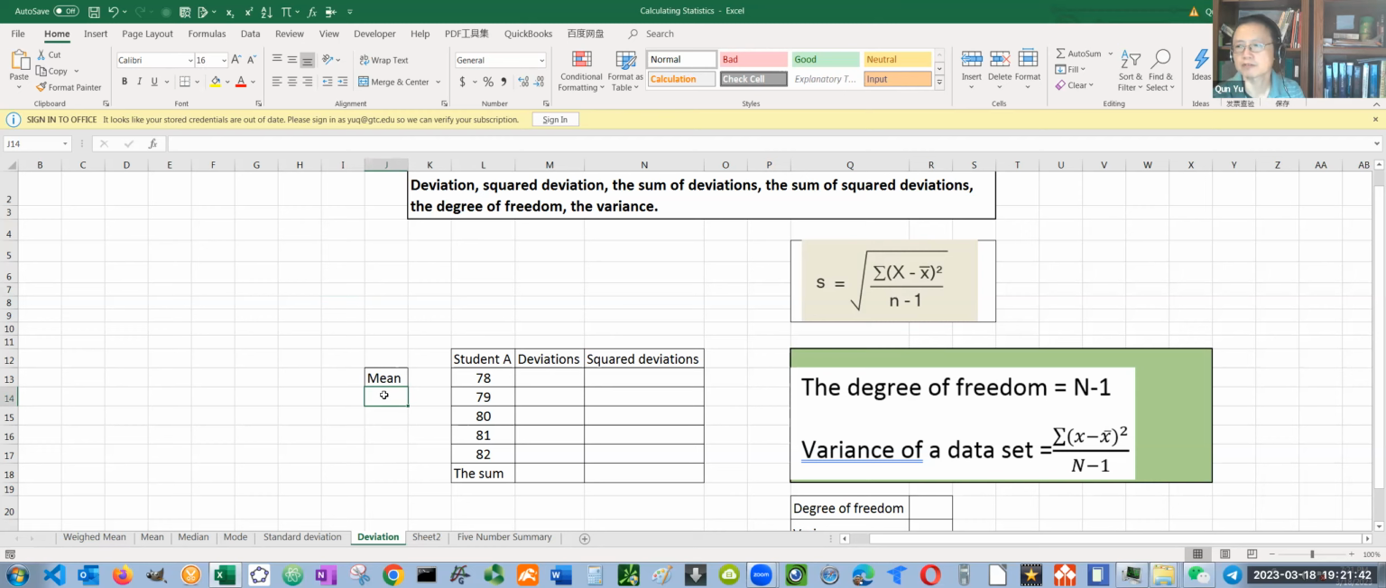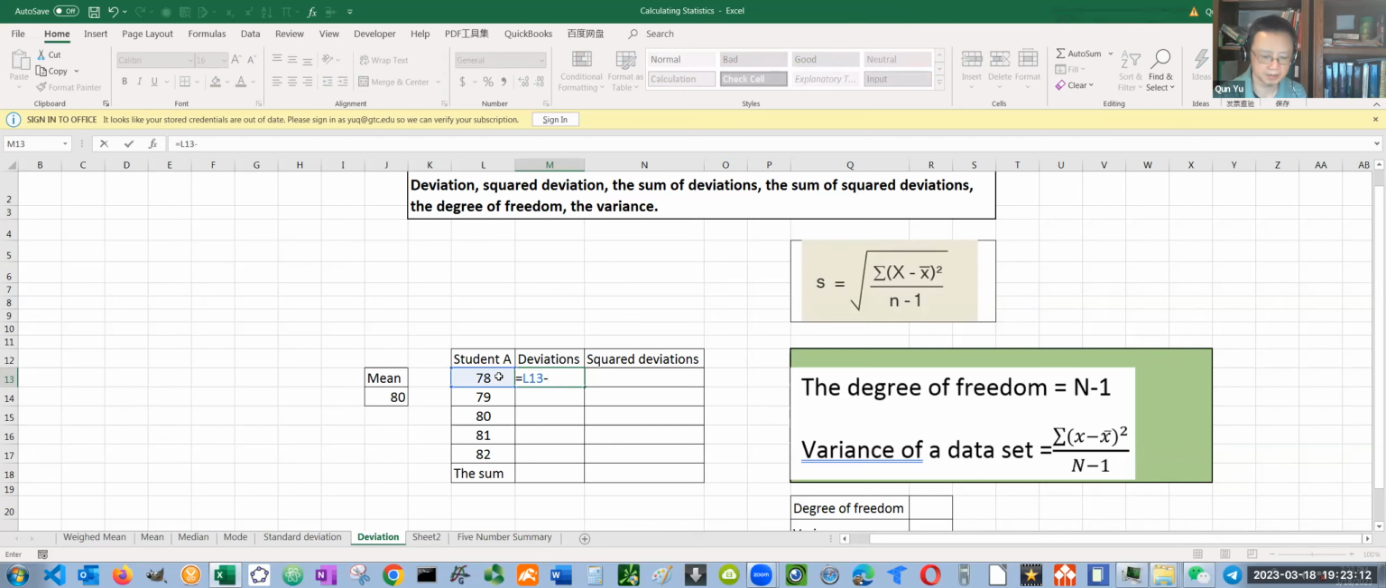But you can also do it in a simpler way by not clicking on the cell that contains 80. You simply just type in 80. This way, 80 will never change. So I just do it that way. So that's my deviation. That means 78 is 2 points below 80. That's why we get a negative deviation.